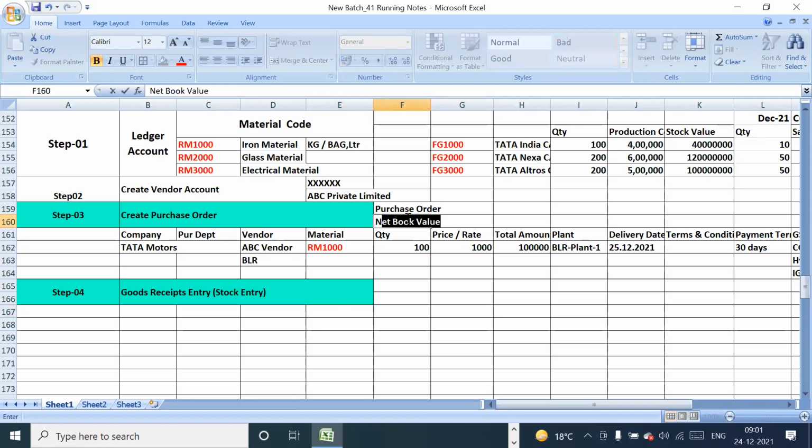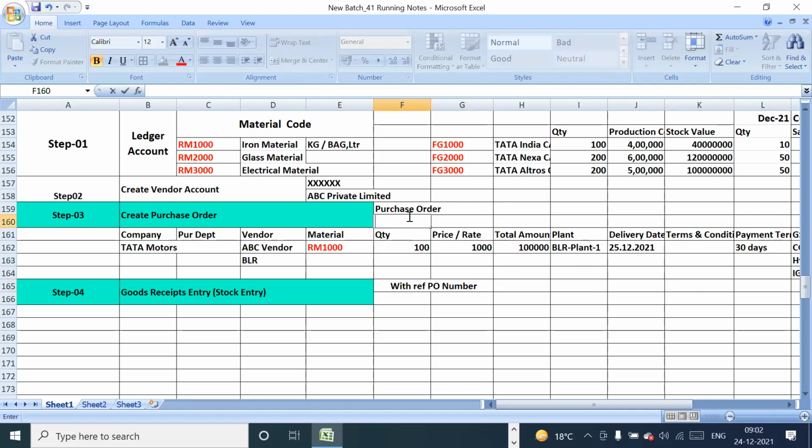the system will generate one purchase order number in our SAP system. This order number I am going to give to my vendor, right? Whenever the vendor supplies the goods in that order, they have to specify my purchase order number. Then, with reference to the purchase order number, we are going to perform the stock entry.